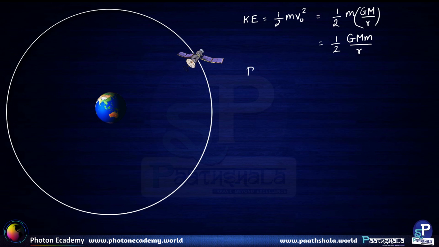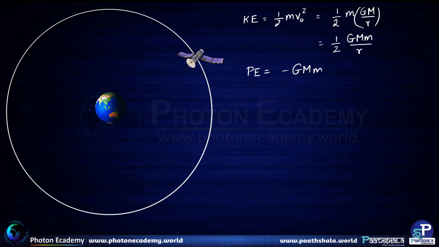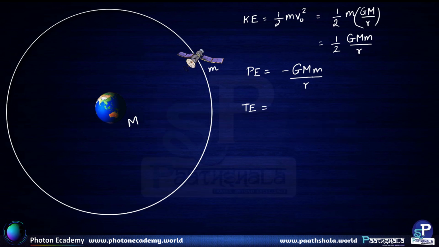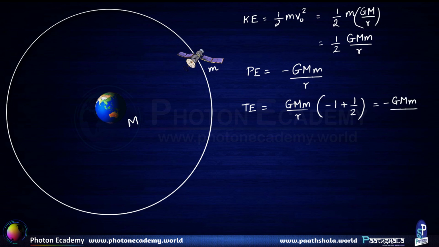The potential energy is minus G capital M small m upon r. Capital M represents the mass of the Earth and small m represents the mass of the satellite. So this is the potential energy. The total energy is going to be the addition of potential and kinetic energy. If we do that, we get GMm upon r, and taking it common outside the parentheses, we get minus 1 plus half, which gives us minus half. So this is equal to minus GMm upon 2r. This is the total energy of a satellite.